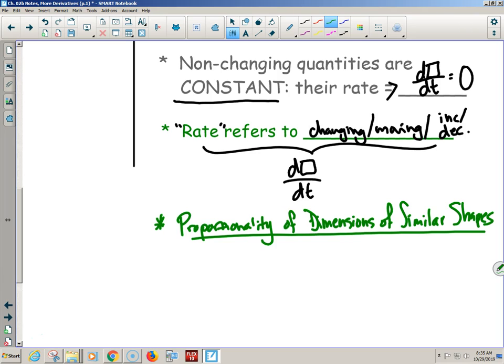If you get stuck in a related rates problem, I hope that in your notes you're going to come back to this page and be like, okay, did I do step 1, step 2, step 3, step 4? I think so. Okay, I'm stuck. Did I think about anything staying constant? That derivative is 0. Did I think about similar shapes? Let me give you a few basic examples.